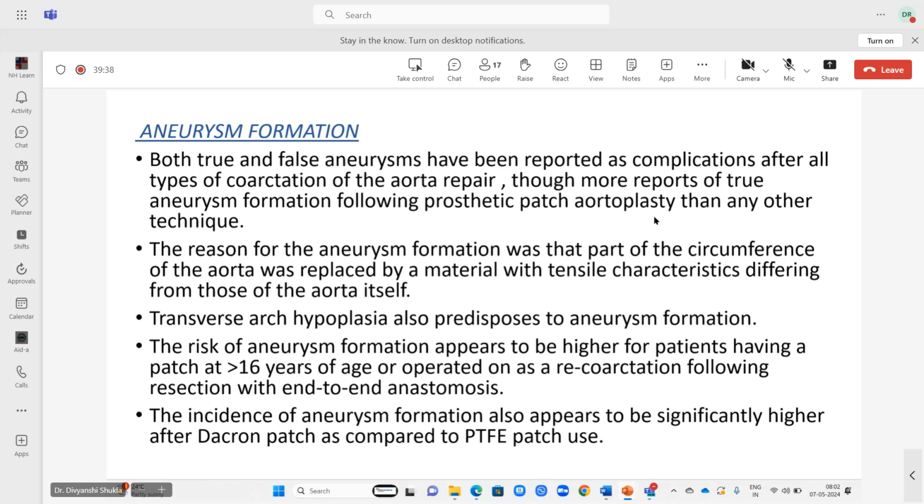The risk of aneurysm formation appears to be higher for patients having a patch at 16 years of age or older, or as a recoarctation following resection with end-to-end anastomosis. The incidence of aneurysm formation also appears to be significantly higher after Dacron patch as compared to PTFE patch.